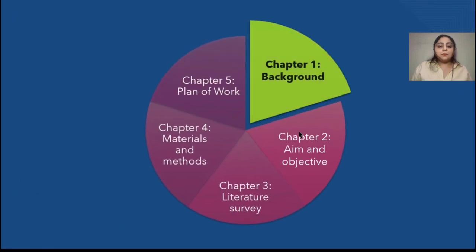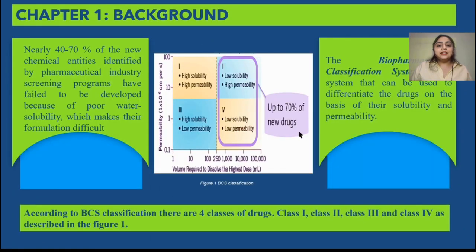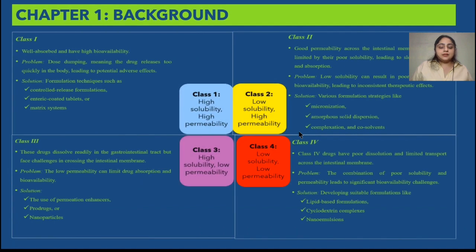Move forward with chapter 1. As we know, nearly 40 to 70% of drugs are poorly soluble, hence making the formulation difficult. So BCS gave a classification system based on solubility and permeability, and it has four different classes. Class 1 is high solubility, high permeability; second is low solubility, high permeability; third is high solubility, low permeability; and fourth is low solubility and low permeability.